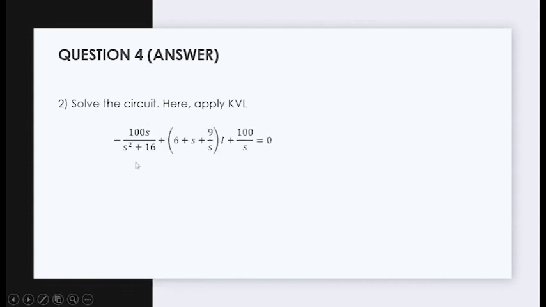So we first start with the voltage source plus the resistor, inductor and capacitor impedances times the I, plus the initial condition 100 over S. We group all the I together and solve for the I. Okay, but we want the complete response V.